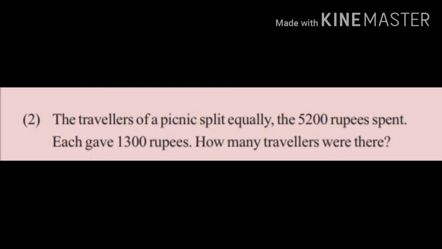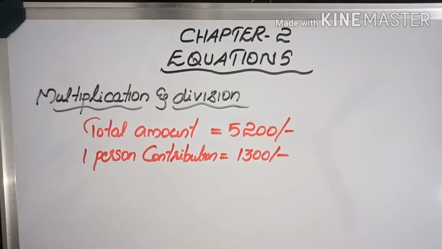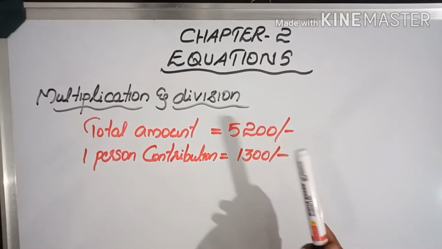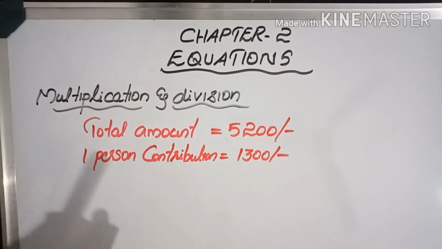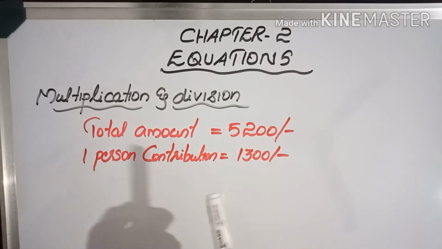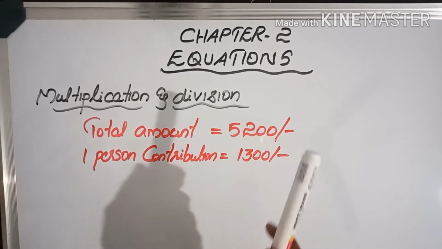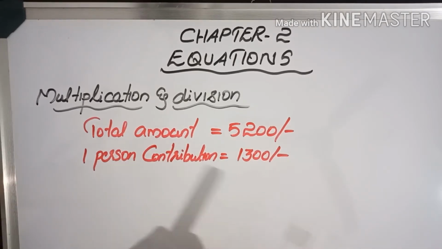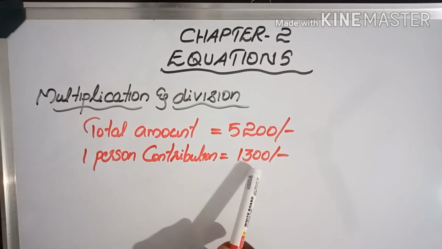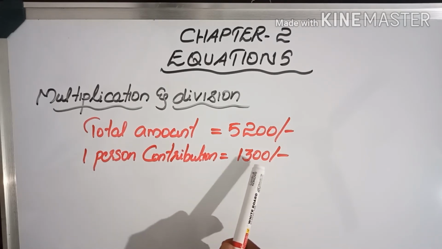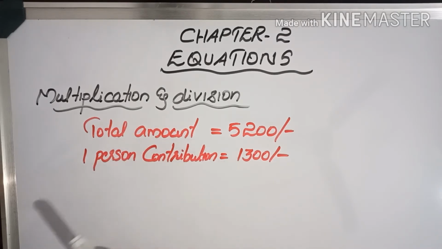Let's do that first, then let's solve. Here the total amount was 5,200. 5,200 was the total amount a group spent for a picnic. 5,200 is the total expense. After dividing this 5,200 rupees equally, each person contributes 1,300. That means one person's contribution is 1,300.